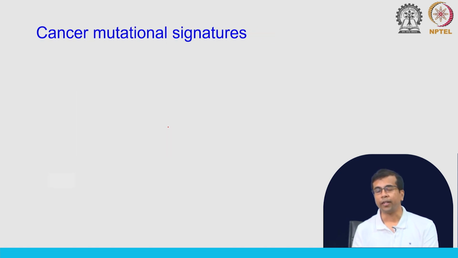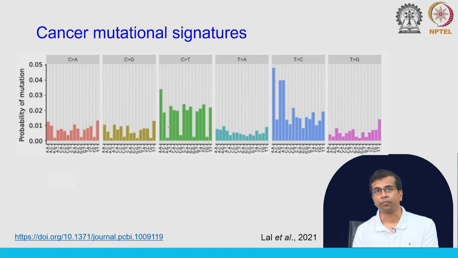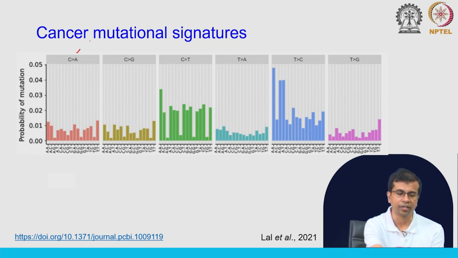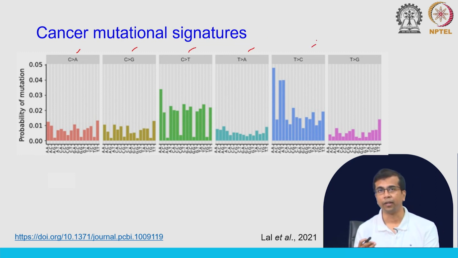We can also study cancer mutational signatures. What do you mean by this? Here is an example of mutational signatures. We see different types of mutations in cancer, and we study them in the context of the genomic sequence. What you see here are different types of mutations, C2A, C2G, etc., and we are looking at the frequency, or the number of occurrences, of these mutations in certain types of cancer.